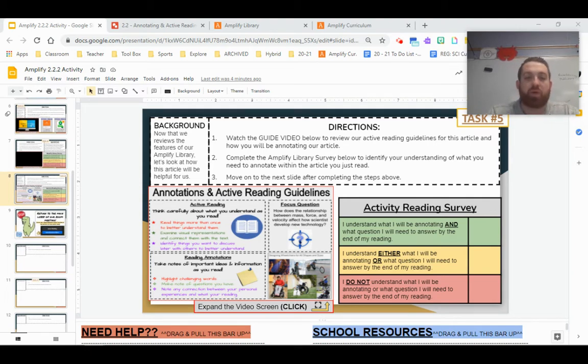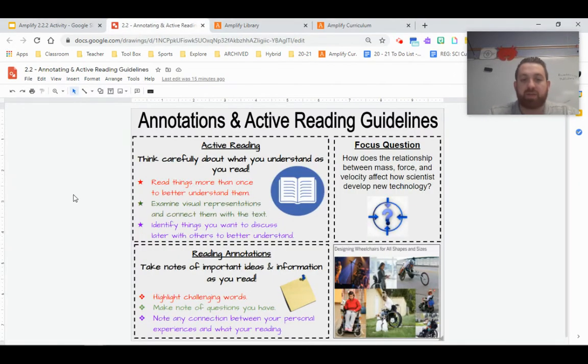So if you remember from previous lessons, we talked about how we have these different active reading and annotating guidelines, things to help us dive deeper into our reading and what we're understanding, to help us make connections, and to obviously help us have a deeper understanding of what this information can do for us and our phenomenon.